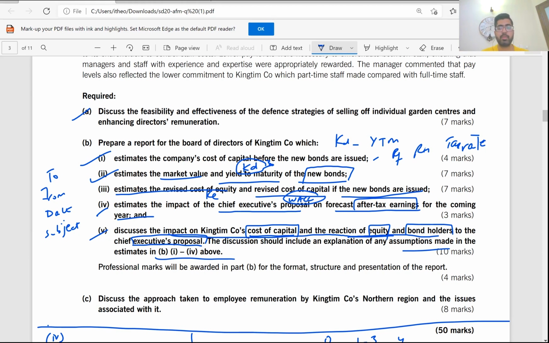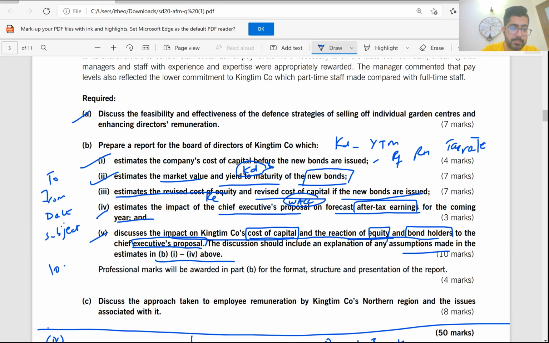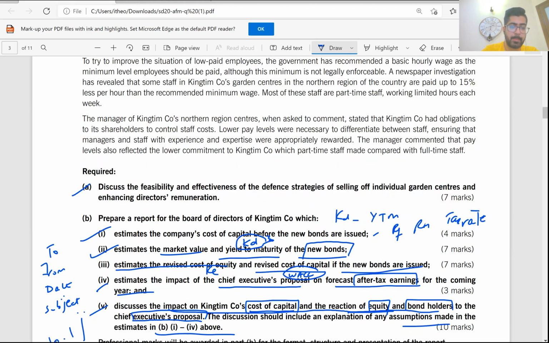So what is the impact of CEO's proposal on cost of capital? You know that in the first part, the cost of capital you computed was 10.1%, right? But after the proposal, the cost of capital became 10.4%. So that means after the proposal, the cost of capital has risen, primarily because beta equity, the risk factor, has increased from 0.9 to 1.24. That means the risk factor has increased, and this is resulting in an increase in cost of capital.